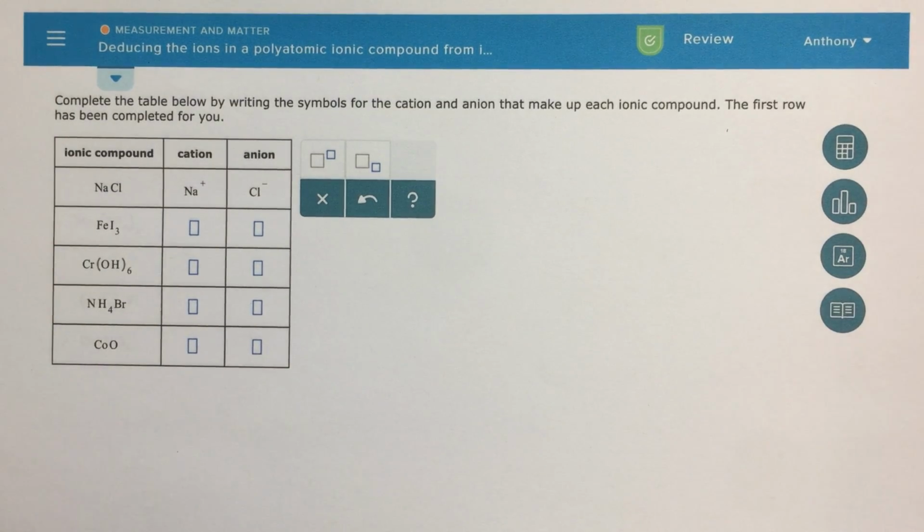All right, welcome back. So this is another ALEKS topic that's called Deducing the Ions in a Polyatomic Ionic Compound from its Empirical Formula. And basically this is just a topic to introduce the idea of ionic compounds, the charges of our cations and our anions, and then to work with some polyatomic ions and get more familiar with them. So this is a requested video, so thank you to Karen for the request.